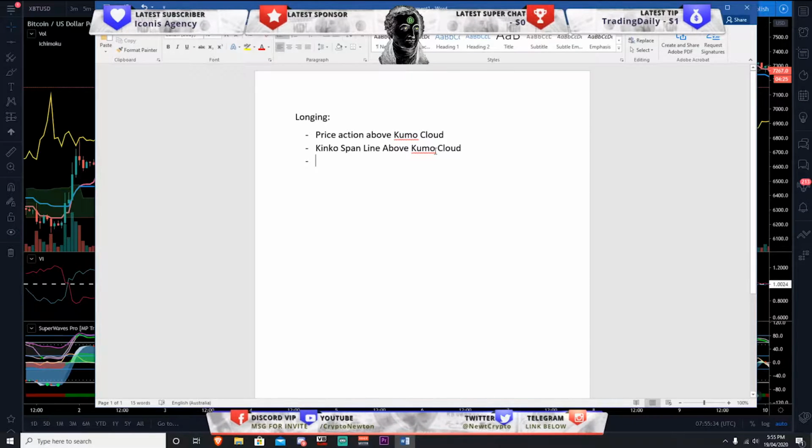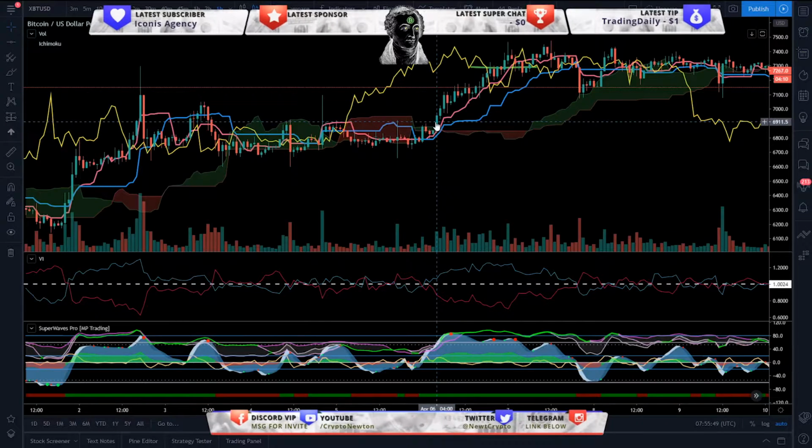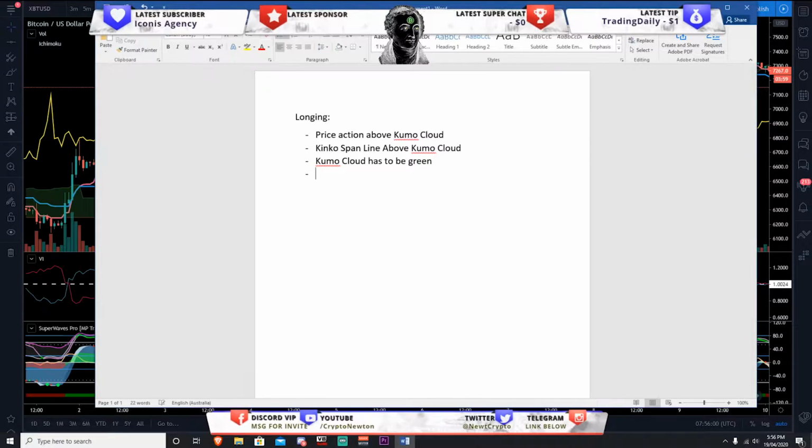Now let's go over here and we'll write something else. So your Kumo cloud, if you want to enter a long, has to be green, okay? So that's what it has to be. The Kumo cloud has to be green here. So is the Kumo cloud green here? Well, when you actually get above it here, it is green. And this is a little bit of a risky one, but I would actually enter on this and I'll show you guys why. But let's finish exactly what we have to write here. So the Kumo cloud has to be green. And then your conversion line, right?